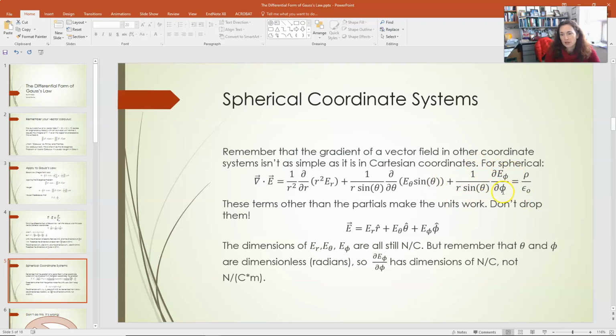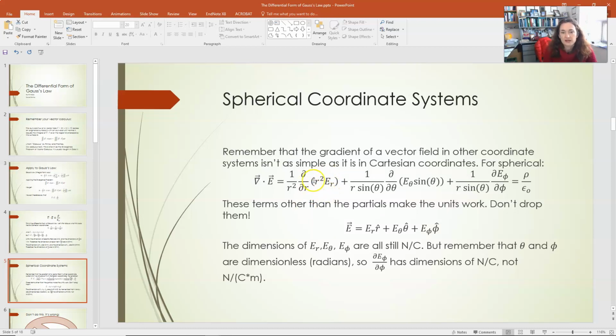Okay? And that's equal to rho over epsilon naught, which, as previously discussed, has units of newtons per coulomb times meter, or newtons per coulomb per meter. Now, E_r, E theta, and E phi are all newtons per coulomb, right? So what's happening is you have these extra terms in here compared to your gradient operator in Cartesian. You have this 1 over r squared out front, you have the r squared multiplying the E_r, you don't have that in Cartesian coordinates, right?